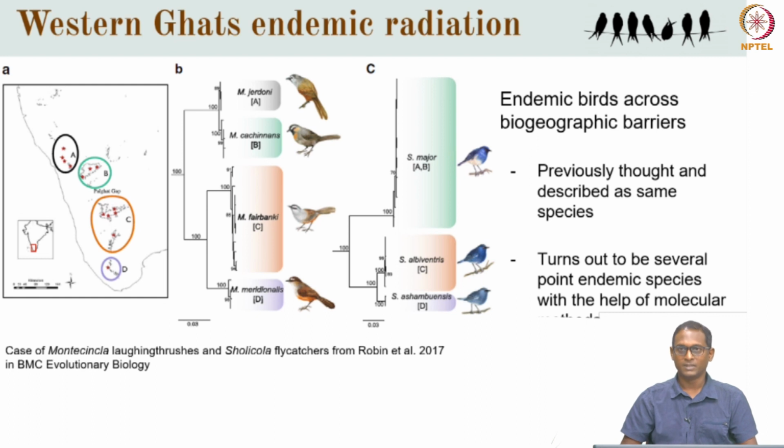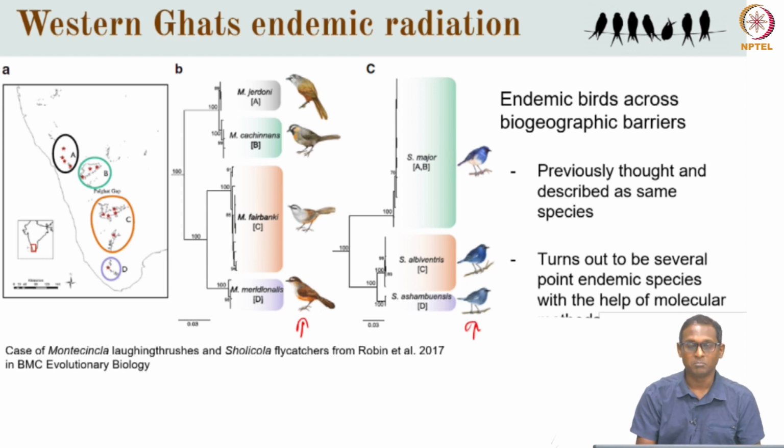An example of birds is again from my lab. We used genetic data to understand an endemic radiation of birds, the laughing thrushes, which are here. These are the Western Ghat laughing thrushes, or Montecincla, and this is Sholicola, found again only on the mountain tops.